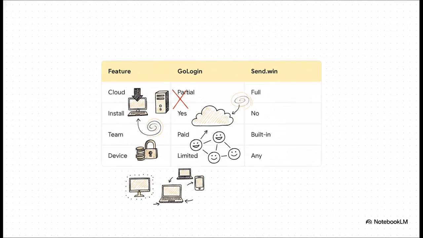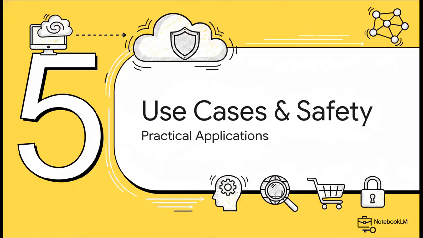The requirement to install software completely vanishes with Send.win. When it comes to team collaboration, where traditional models gate this behind higher-paid tiers, the cloud-native model allows for built-in collaboration because everything already lives securely in the cloud. It transforms access from being locked to a specific desktop to being available from literally any browser. Section 5. Use cases and safety.